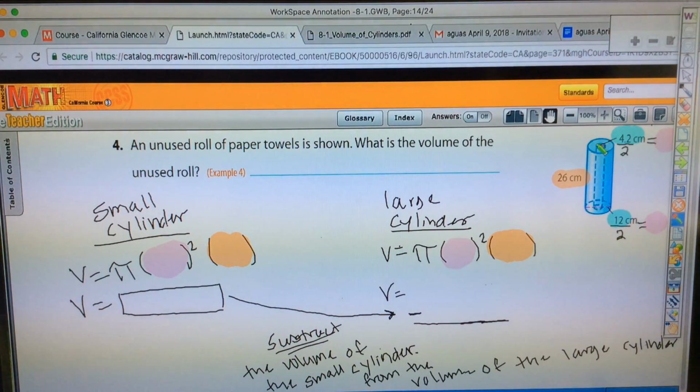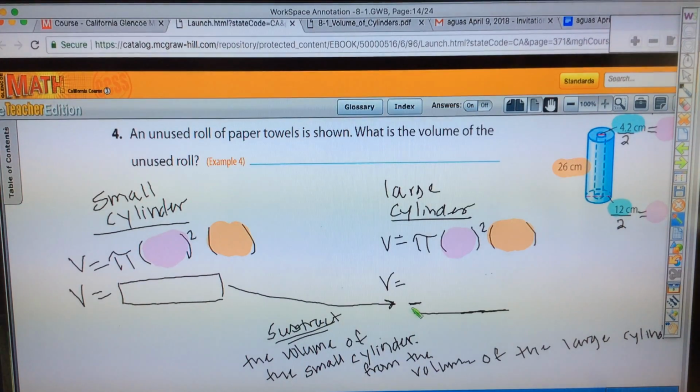Up top is a solid line, but it's also going all the way across. So they're giving you diameter up top again. So go ahead and divide by 2 to get the radius there. For both cylinders, the height is 26. Okay, and then lastly, don't forget you're going to subtract the volume of the smaller cylinder from the volume of the larger cylinder.